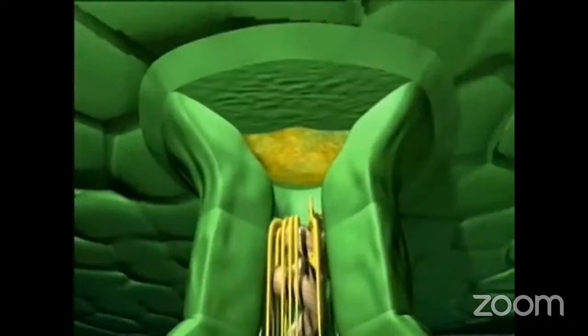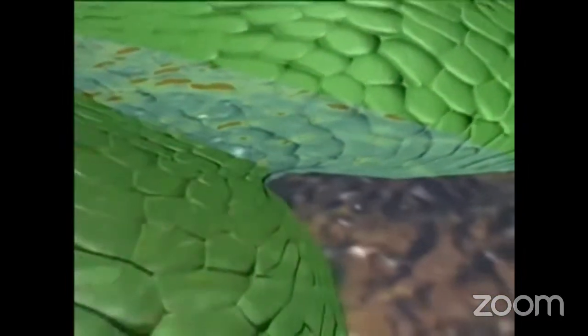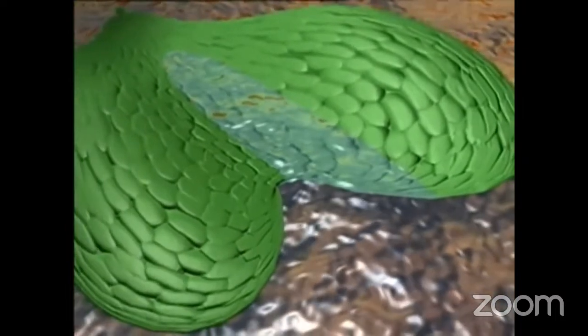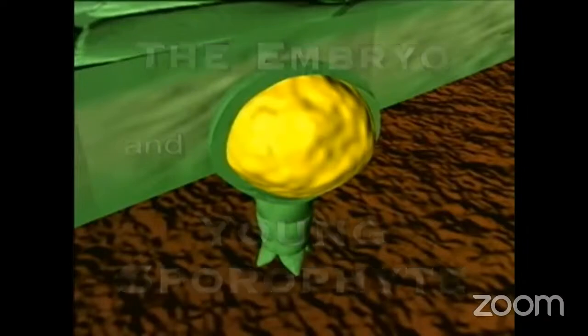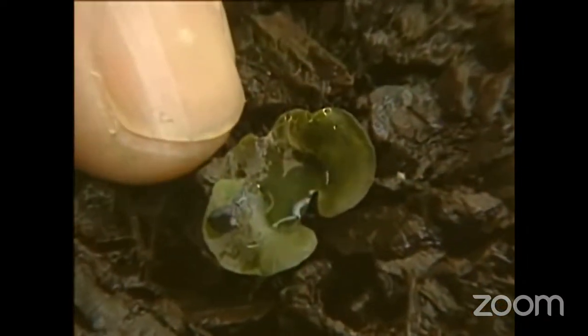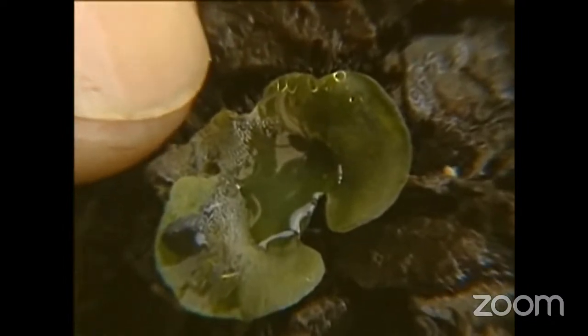It then swims into the opening and moves up the neck canal towards the egg cell. Fertilization is accomplished when the egg and sperm nuclei fuse. This creates a single diploid cell, the zygote. The fertilized egg remains attached to the divisions.